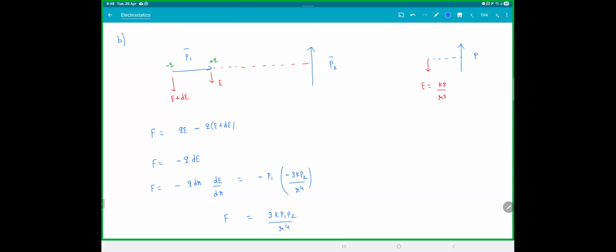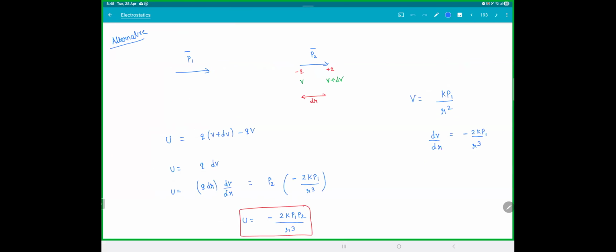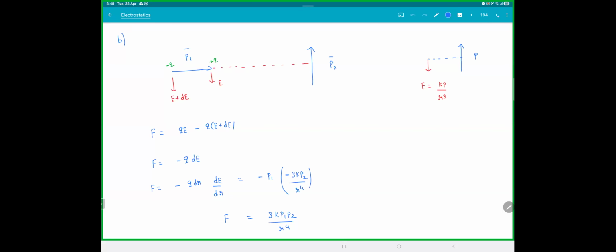Clear with this? So the difference between this and that is a 6 here, and this is a 3 here. So there's a difference of 2. And same story. What about energy? The potential energy, now this is the best part.